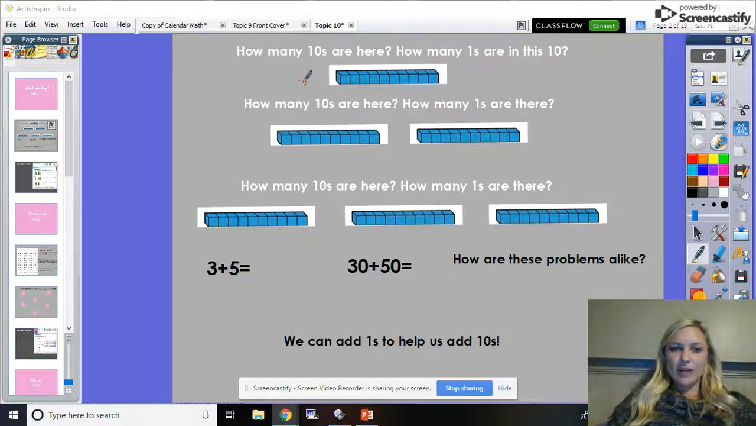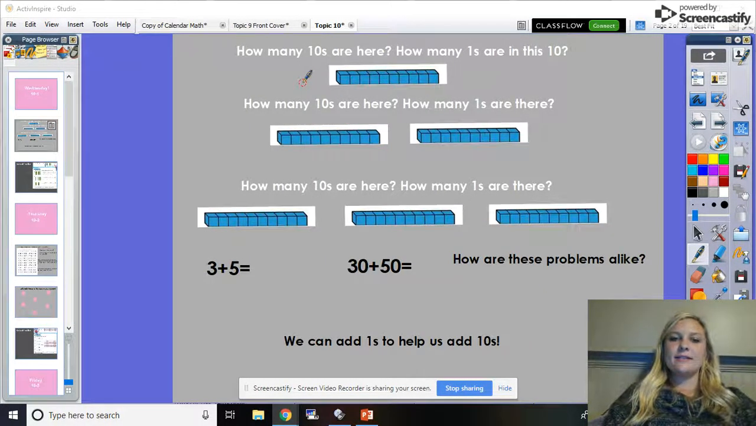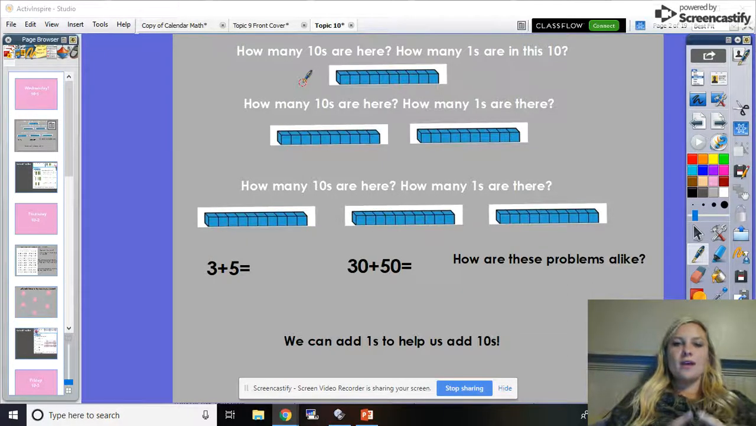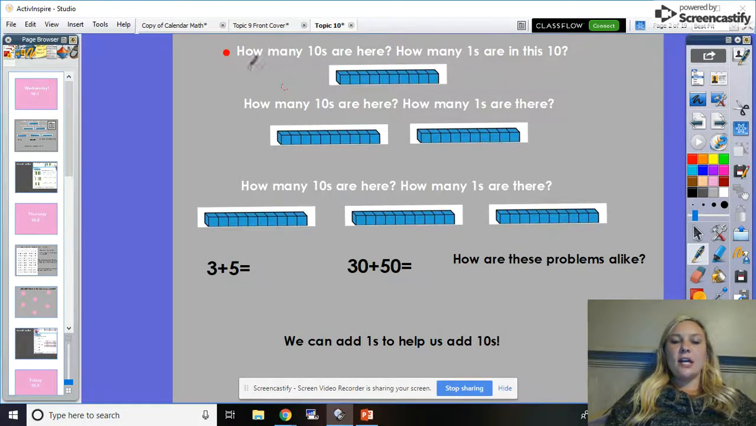Hi, today we're going to be learning about how we can add tens to add numbers quickly instead of having to count by ones every time we do it. So we're going to look at this first question right here, and it says, how many tens are here? How many ones are in this 10? So the first thing we're going to do is look at this question, how many tens are here?